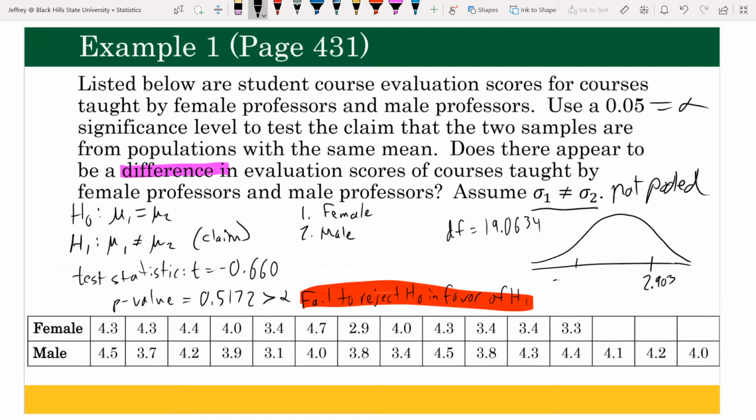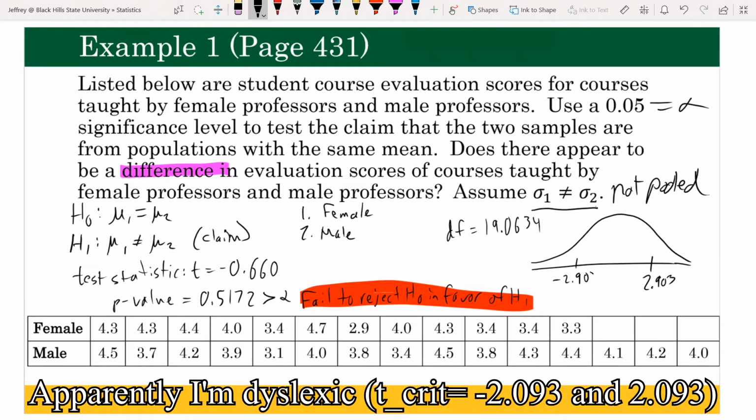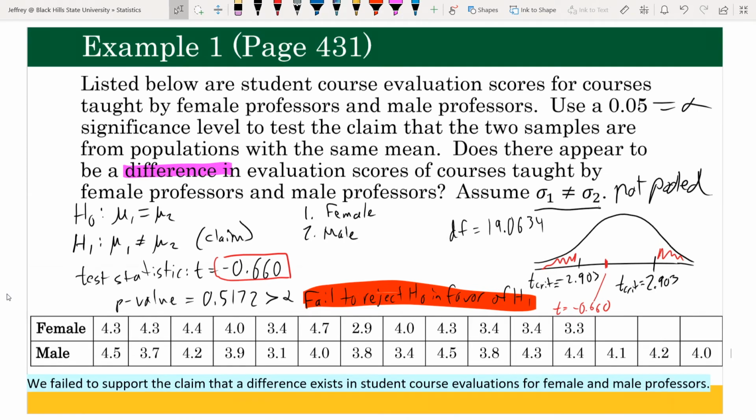Because this is a two-tailed test, we have two critical values. So we have negative 2.093 and positive 2.093. Our test statistic, again, was negative 0.66, so this is probably around here. And because this is not inside our rejection region, we would fail to reject the null hypothesis in favor of the alternative. We failed to support the claim that a difference exists in student course evaluations for female and male professors.